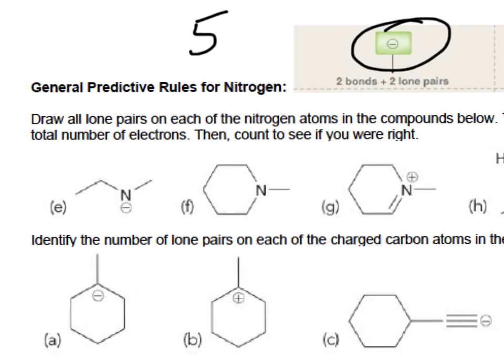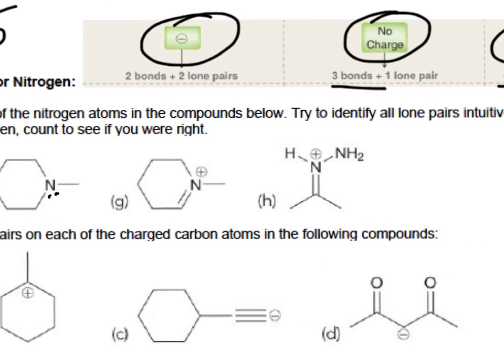So let's try and use our predictive rules first to draw in our lone pairs, and then we can go back and count. So this nitrogen here, for E, has a negative charge. That means we have 2 bonds, so we must draw in 2 lone pairs. The nitrogen in molecule F has no formal charge, so it must have 1 lone pair. For G, we have a positive charge on that nitrogen. There are 4 bonds. We don't need to draw in any lone pairs.